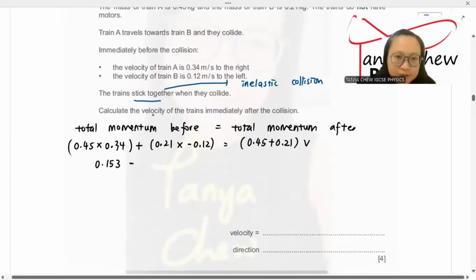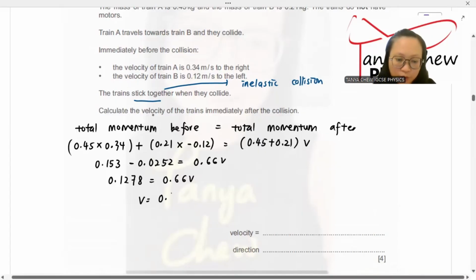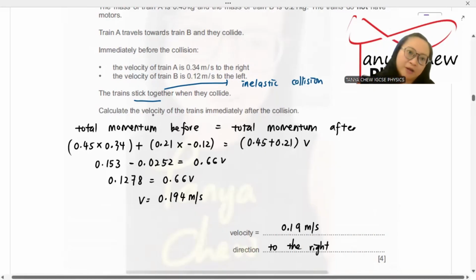And here, I got 0.153 minus 0.0252 equals 0.66 V. And here I got 0.1278 equal to 0.66 V. Make V the subject. This is equal to 0.194 meter per second, or 0.19 meter per second. And I got a positive value. So a positive value means that the train is moving to the right. Direction is to the right. If you get a negative value, it means that the train is moving to the left.